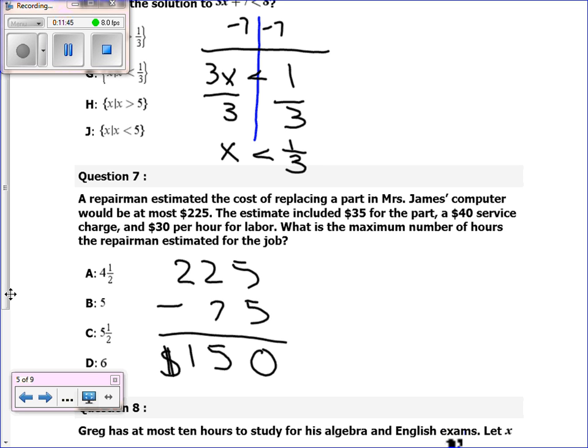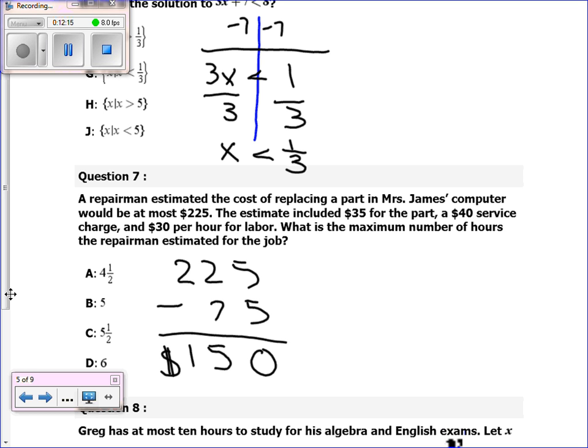Okay. So therefore that $150, that is the labor right there. So now you know that you're being charged $30 per hour for labor. Well, if your bill eventually says that there was $150 for labor, then how many hours did the repair person actually work? Great, they worked 5 hours. So your answer is choice B.